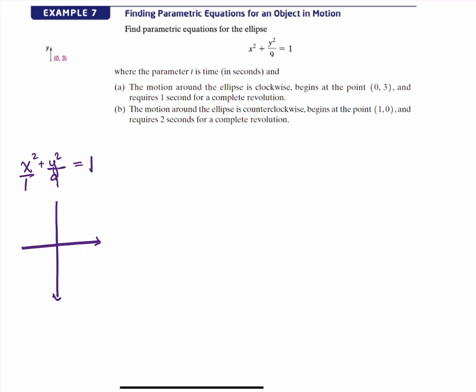It has a vertex 1 unit to the left and right of its center point, and vertices 3 units above and below the center point, since we have 9 under the y term. So we have some kind of curve like this.